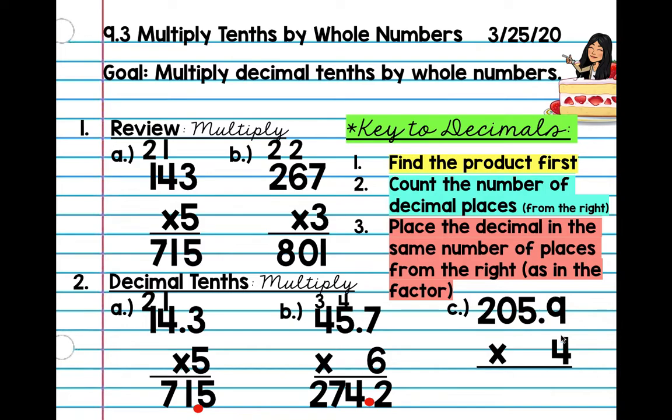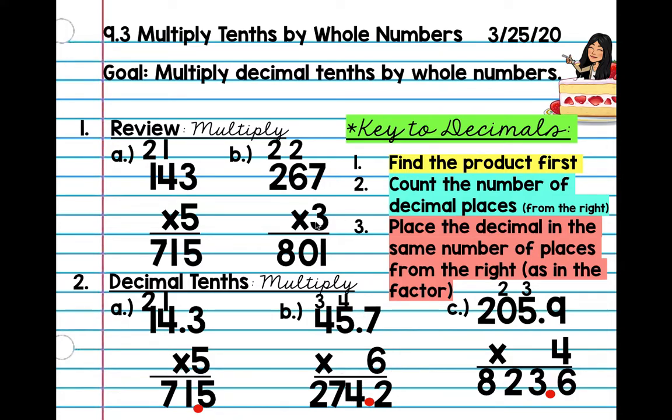For letter C, one more. 9 times 4 is 36. 3 and 6. 5 times 4 is 20 plus 3 is 23. So 23. 4 times 0 is 0 plus 2 is 2. And then 4 times 2 is 8. Let's go ahead and do number 2. Count the decimal places. So we have 1. Same thing for our answer. We have 1. So our answer is 823.6. Put a check mark if you got those all right.